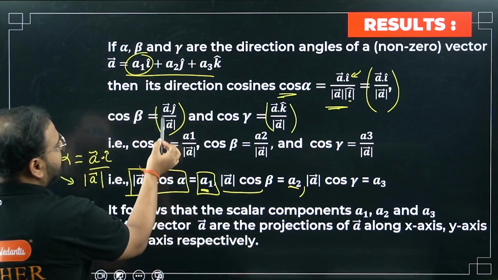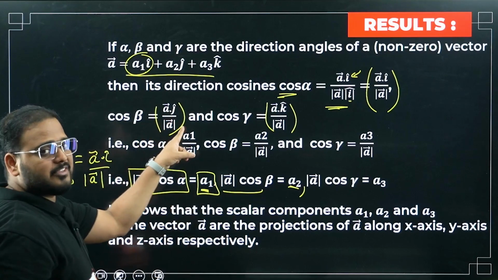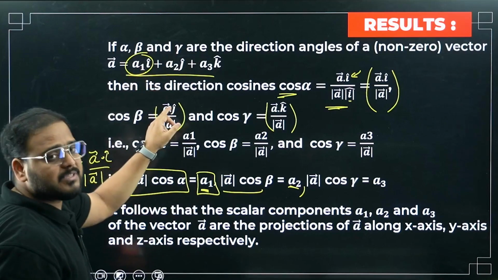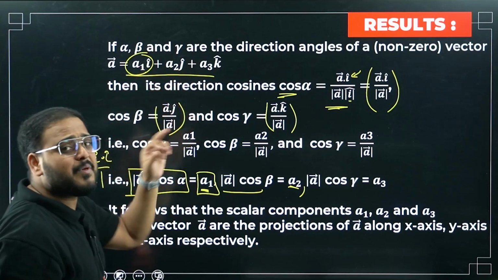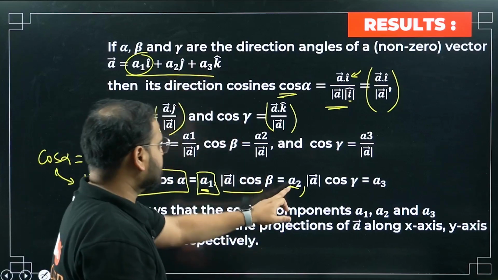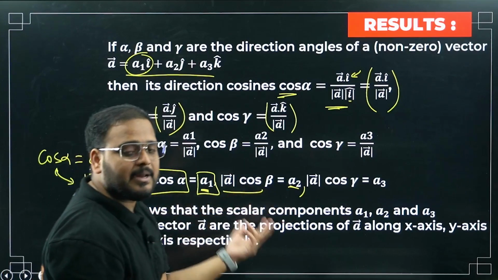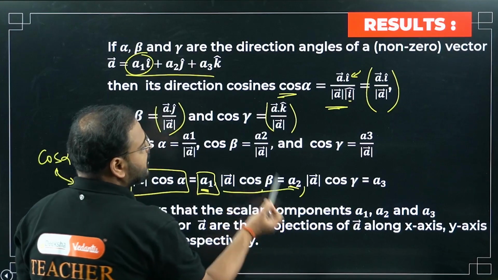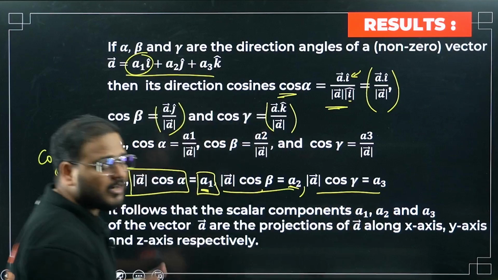Because if you take the dot product of the vector A with J cap, the I with J will be 0, cos 90, J with J will be 1, so A2, and K with J will be again 0 because cos 90. So that's why. Please check my lecture on dot product, the previous session, and you will understand this. That's why A2 over here. Same way I'm going to get A3.